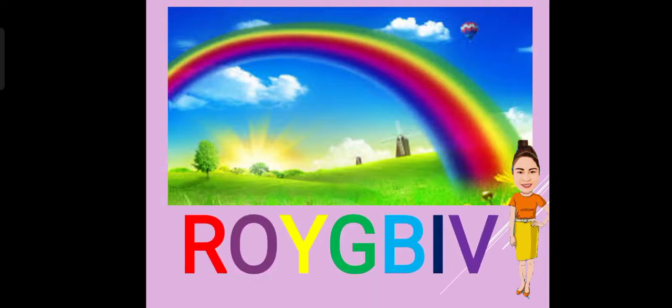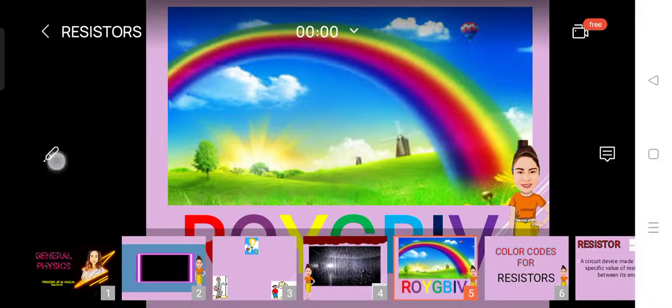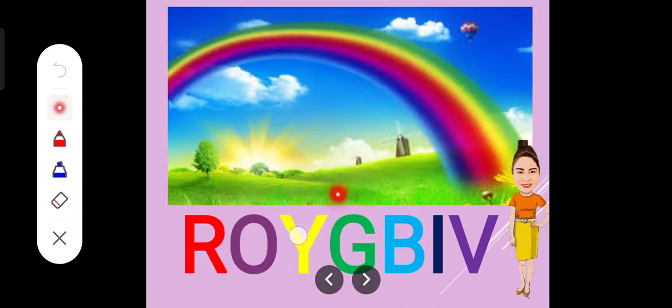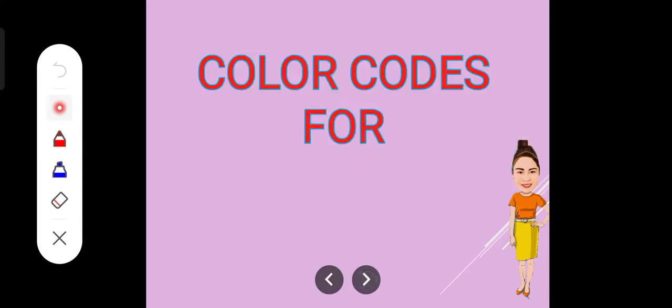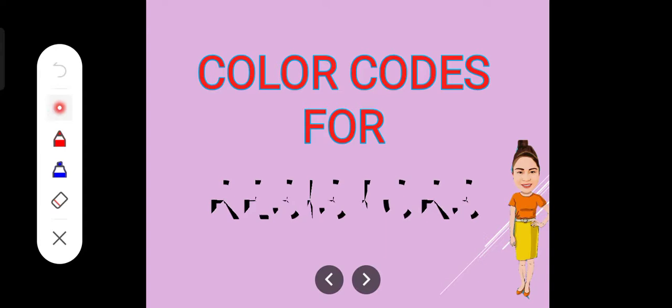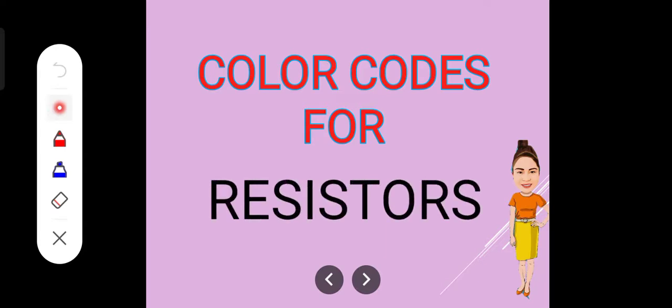We have the ROY G. BIV: red, orange, yellow, green, blue, indigo, and violet. These colors of the rainbow are related to our lesson for today in the sense that we will be using different colors to determine the resistance, tolerance, and range of different resistors. So our lesson for today is all about the color codes for resistors.